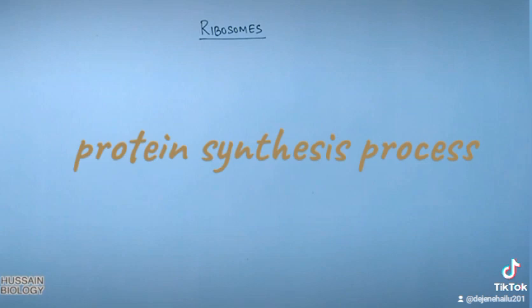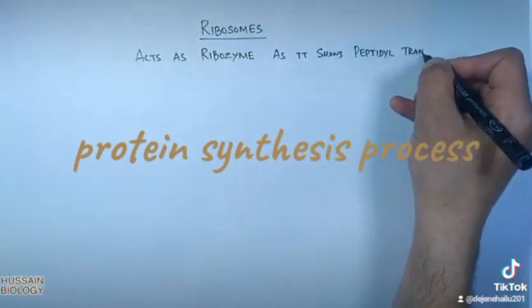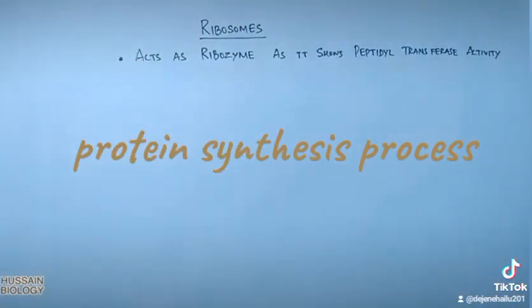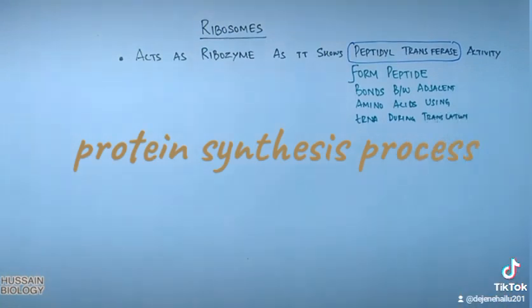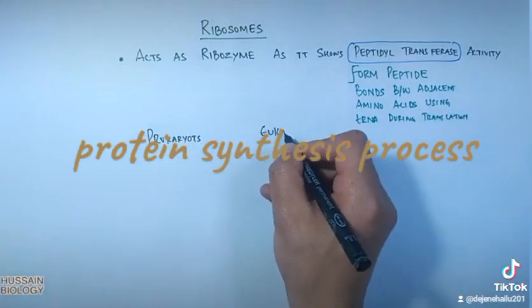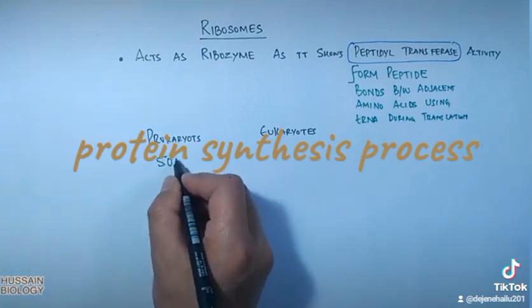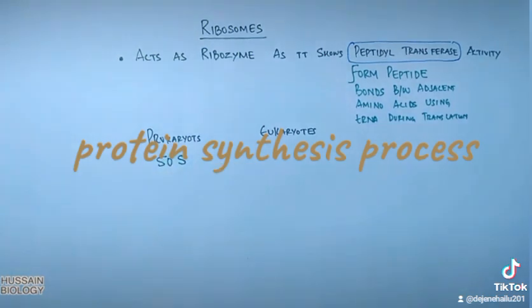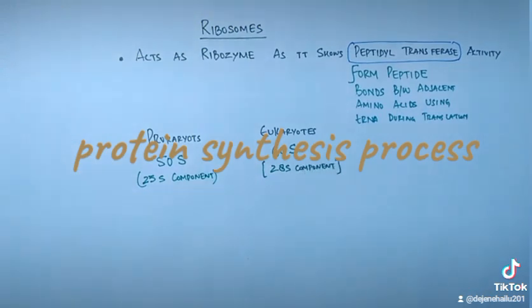Looking at the ribosomes, we see ribosomes act as ribozyme because it shows peptidyl transferase activity. This transferase enzyme catalyzes the formation of peptide bond between two amino acids in the growing chain. We see both in prokaryotes and in eukaryotes the peptidyl transferase activity is shown by the larger subunit of ribosome. In prokaryotes, we have 50s larger subunit of ribosome, in which 23s component shows the peptidyl transferase activity. Whereas in eukaryotes, we have the 60s larger subunit, in which 28s component shows the peptidyl transferase activity.